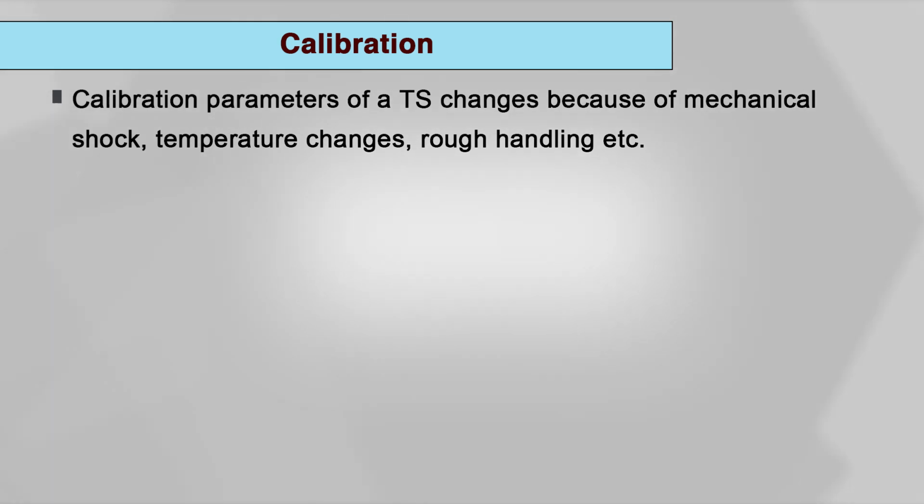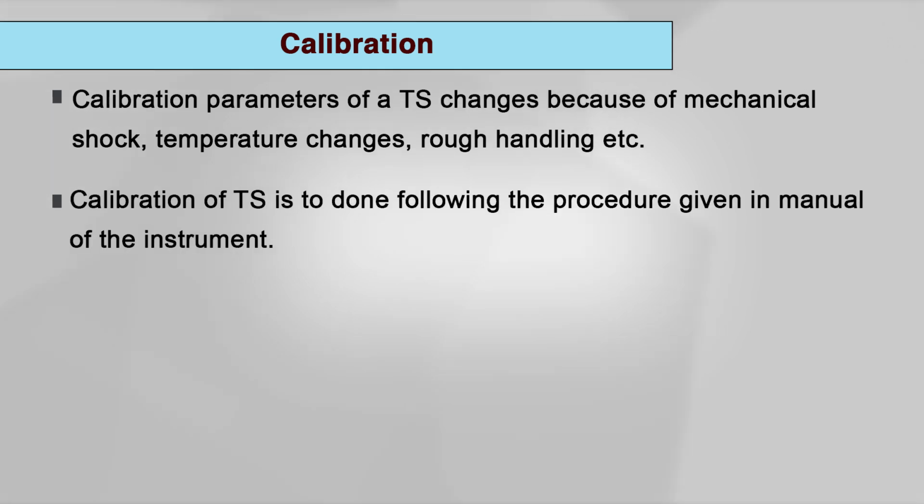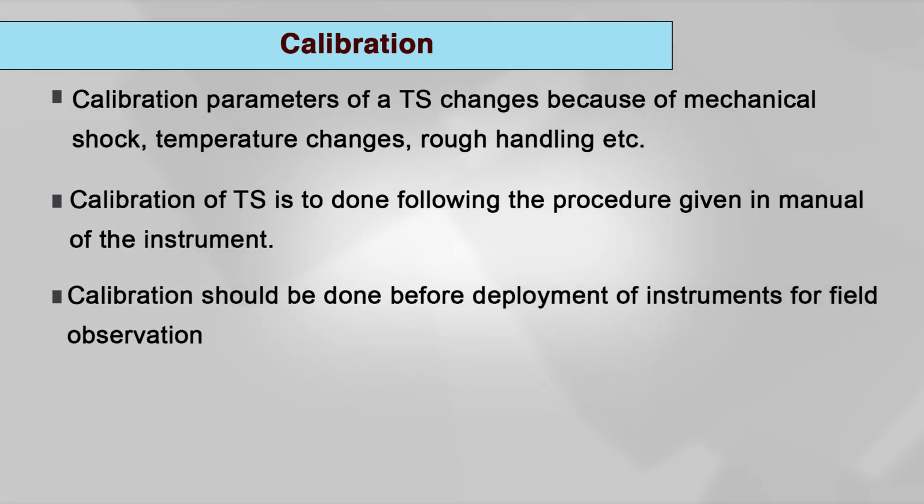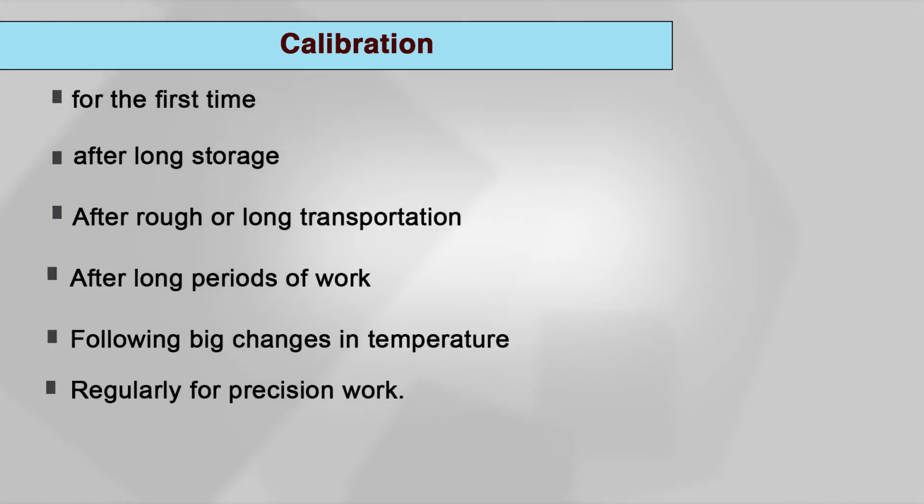Calibration is a permanent parameter of the total station, and it changes because of mechanical shock, temperature changes, rough handling, etc. Calibration of the total station is to be done by the procedure given in the manual of the instrument. Calibration should be done before deployment of the instrument for field observation in the following situations.